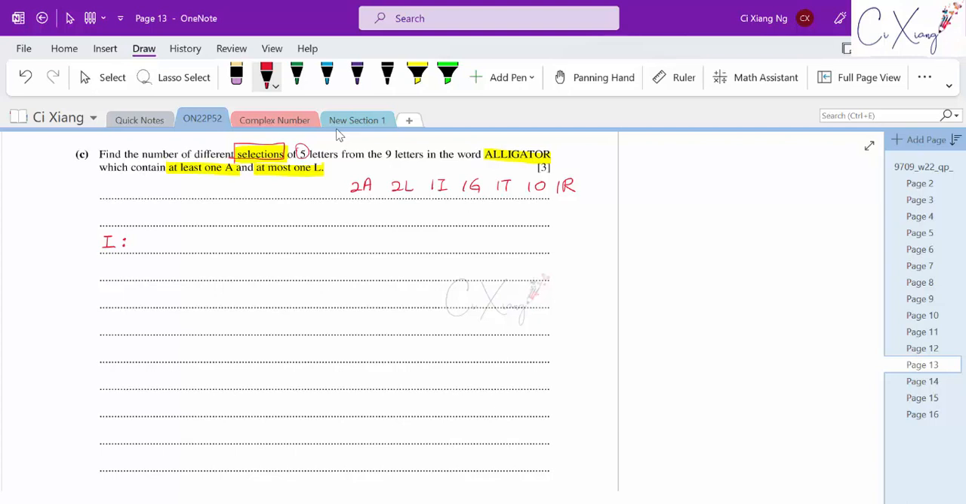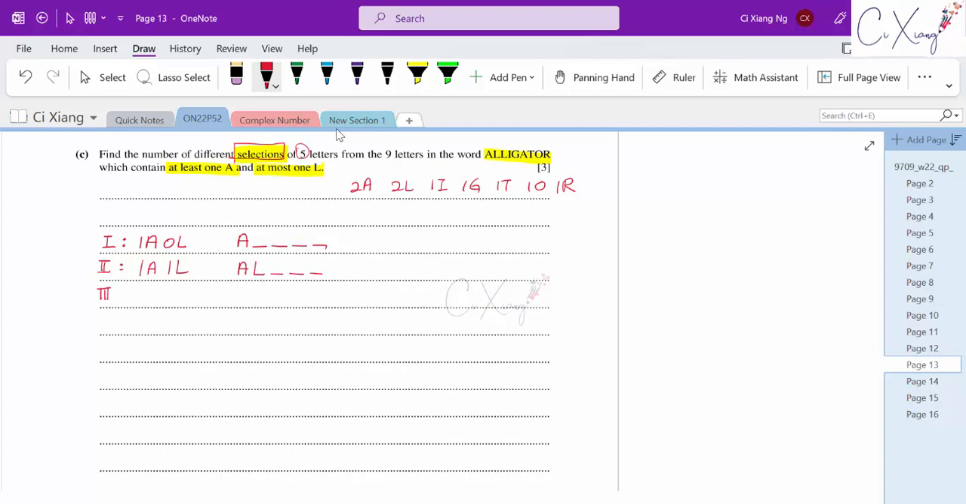So at least one A and at most one L. The first case is I might have 1A with 0L. You have at least 1A and at most 1L, so 0L fulfills the restriction, right? If I have 1A 0L, then I have A, and then 4 more letters to be selected. Second case, I might have 1A with 1L. That means I have 1A, 1L here, and then 3 more letters to be selected besides the A and L.